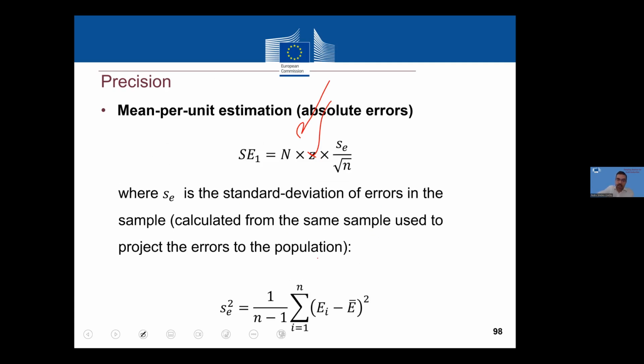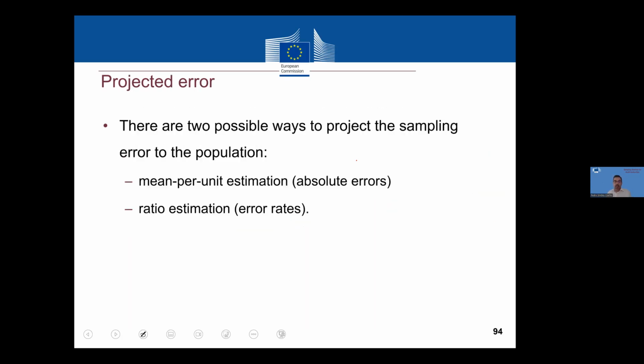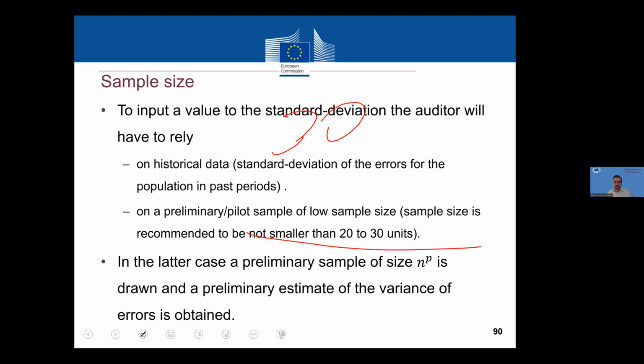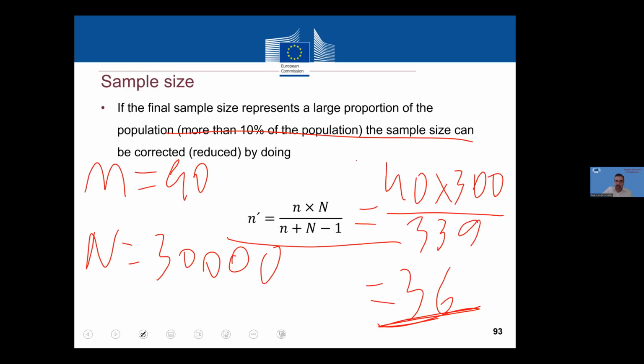What else? Here in the denominator, I have the square root of the sample size. Well, sample size, no doubt, it's the sample size that I have used. In my previous example, it was either 40 or 36, because after the 40, it was fine-tuned. So it's the sample size that I have used for my audit.